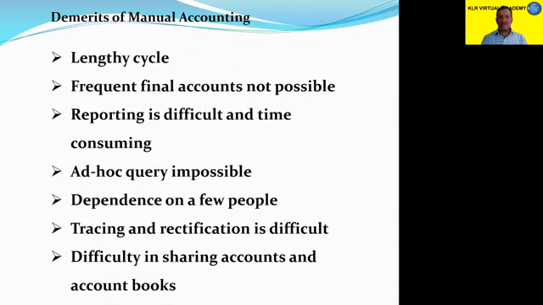In case of manual accounting, you are supposed to rectify all phases followed by that error, whereas in computerized accounting, if you rectify at only one stage, it will be automatically reflected. This is one more important point. The next one: difficulty in sharing accounts and account books.